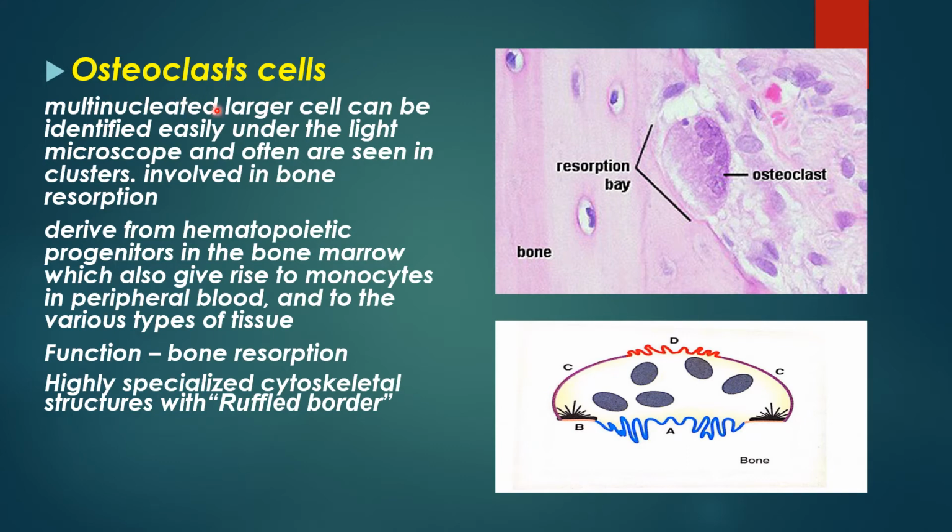Osteoclast cells are multinucleated giant cells, like in this slide, identified easily under the light microscope and often seen in clusters involved in bone resorption. They are derived from hematopoietic progenitors in the bone marrow, which also give rise to monocytes in peripheral blood. Function: bone resorption. They have a highly specialized cytoskeleton and a ruffled border, like in this picture.